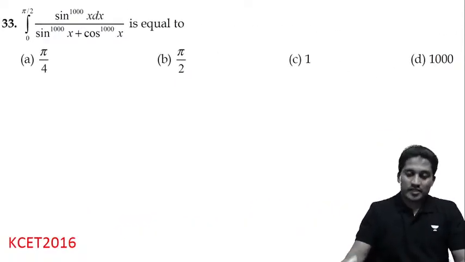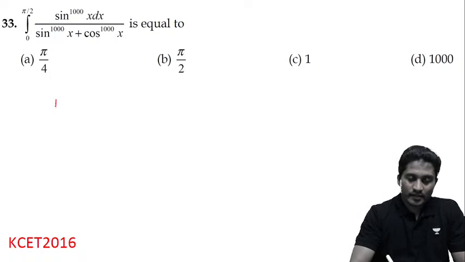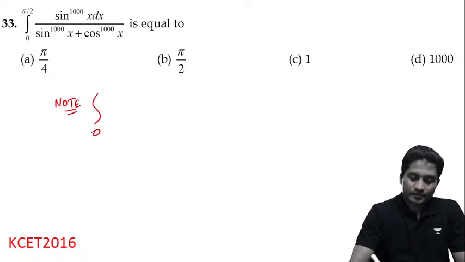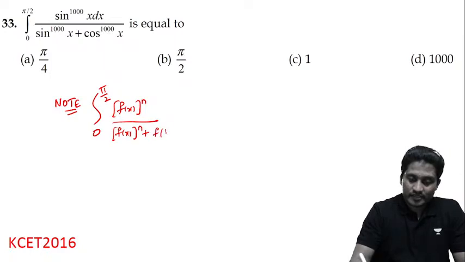See, when you have an integral like this, limit should be 0 to pi by 2, of f of x to the power of n divided by f of x to the power of n plus f of pi by 2 minus x whole power n, dx, the answer is always equal to pi by 4.